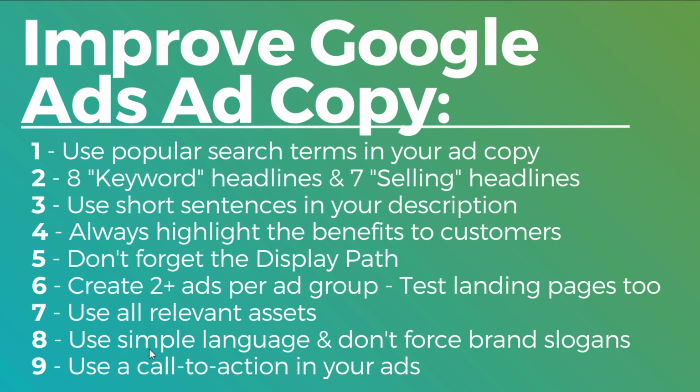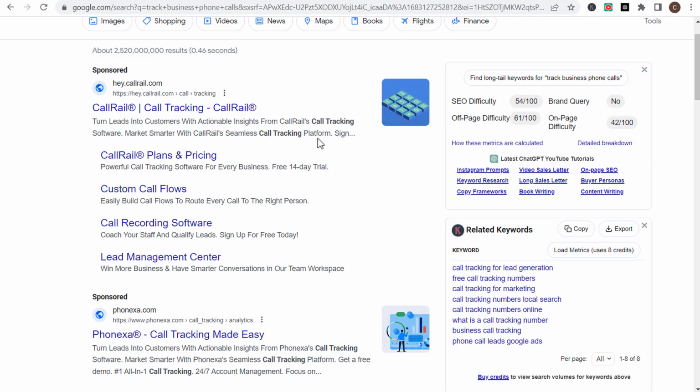Now, number 8, use simple language and don't force brand slogans. Kind of a simple concept, but if we come back over to our call rail example, to me, you should always assume that people have absolutely no idea what your business does. So what you're trying to do when you're creating your advertisements is you don't want to educate customers with an advertisement. You want to educate them with your landing page.